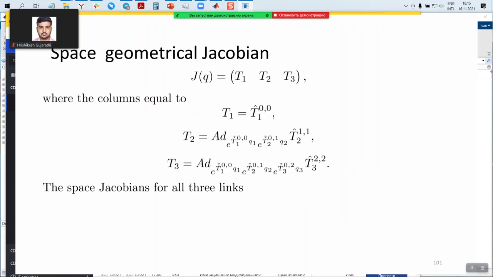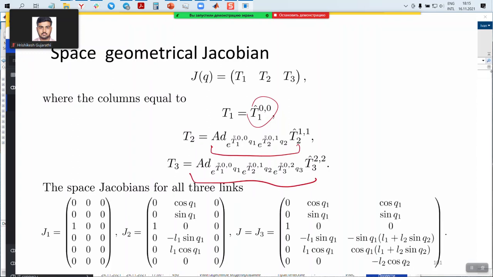This is the Jacobian. We have three links, and this is why we have three columns. The first column will be just equal to the very first twist, but the second column will be equal to the second twist multiplied with a joint, and the same story for the third column. So if we calculate all of this, we'll come up with those Jacobians.